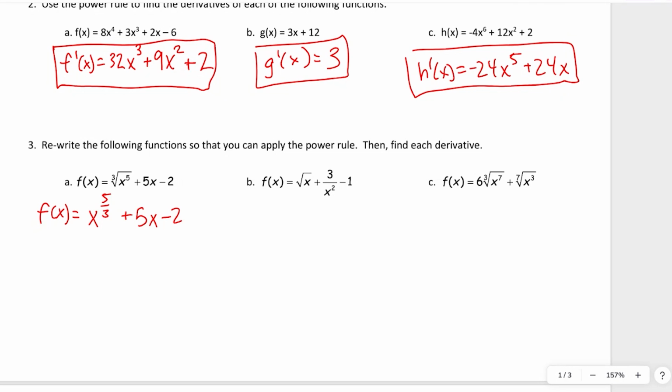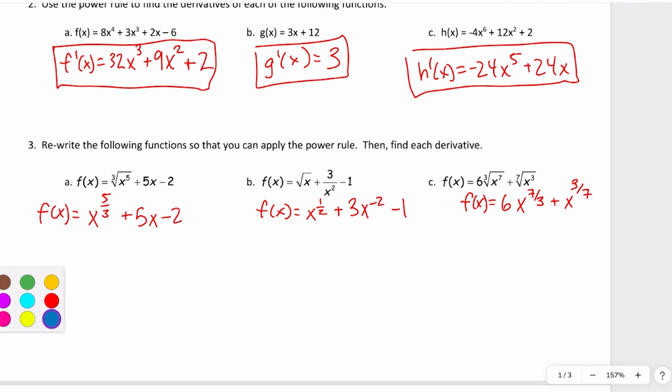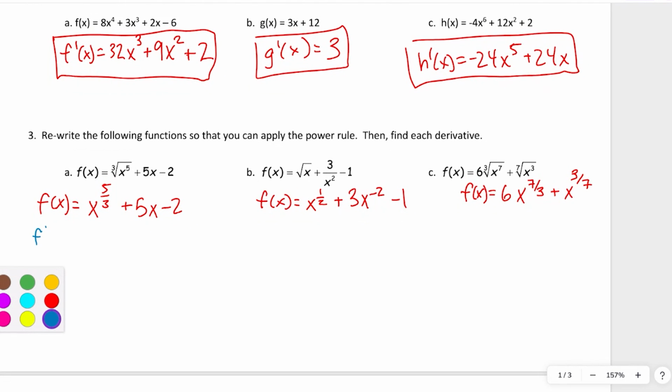I'm just going to rewrite all these, so that way we can run through all the derivatives at once. So part B, I'm going to rewrite as x to the 1/2 plus 3x to the negative second power minus 1. And then part C, I'll rewrite as f of x equals 6 times x to the 7/3 plus x to the 3/7. Okay, so now we're going to go ahead and calculate the derivatives. So for part A, the derivative of f would be 5/3 x, and then 5/3 minus 1 will be 2/3, plus 5.